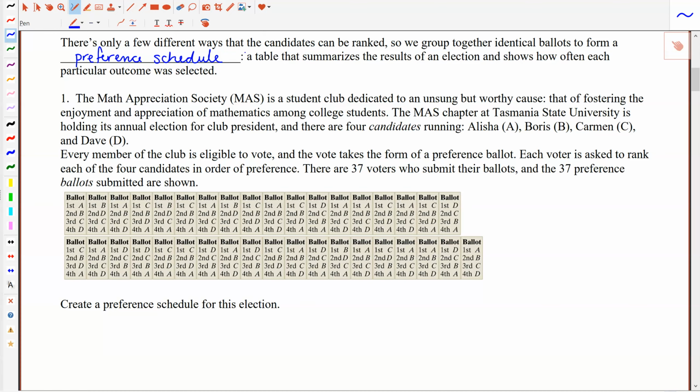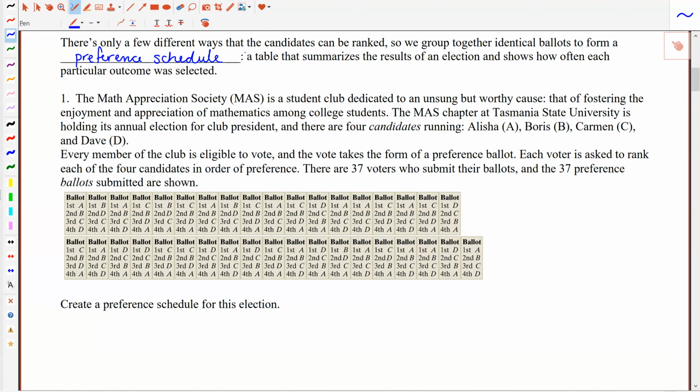So the Math Appreciation Society, or the MAS, is a student club dedicated to an unsung but worthy cause, that of fostering the enjoyment and appreciation of mathematics among college students. Now the MAS chapter at Tasmania State University is holding its annual election for club president, and there are 4 candidates running: Alicia A., Boris B., Carmen C., and Dave D.